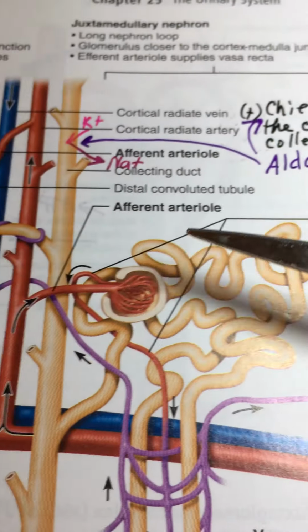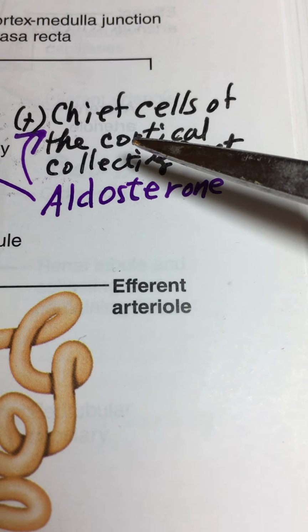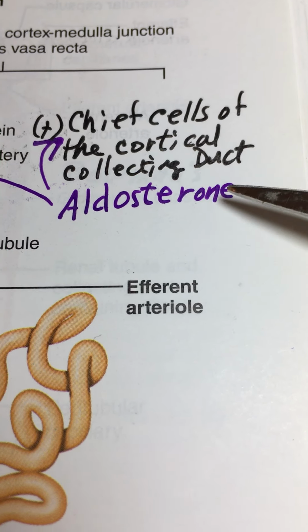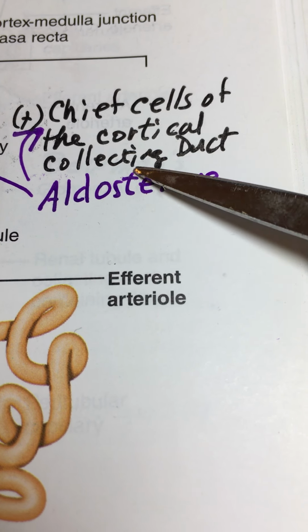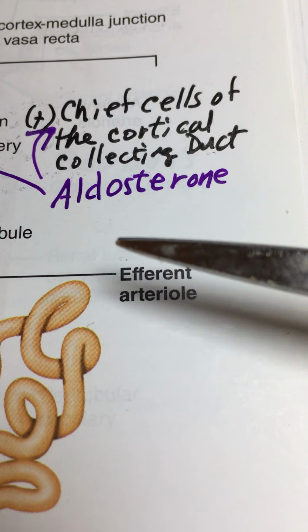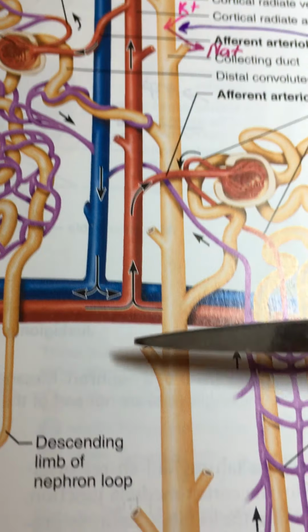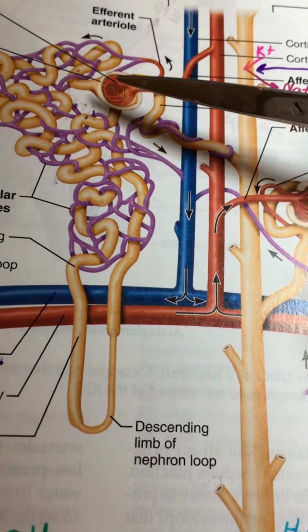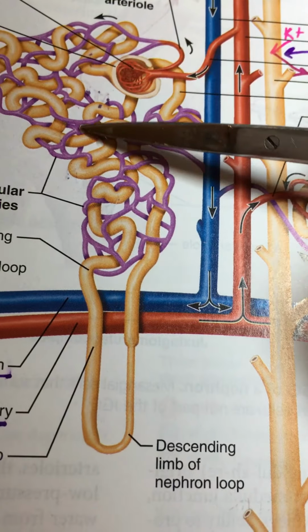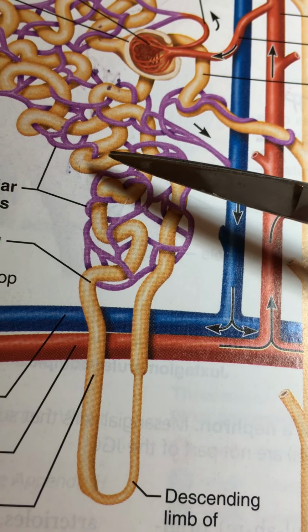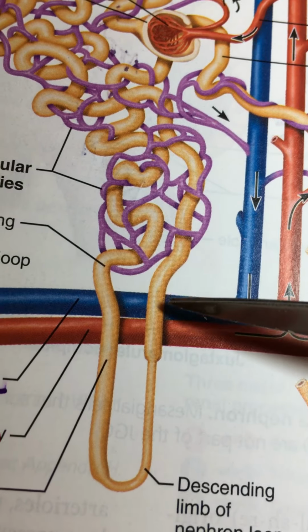So aldosterone works on, and let me make this really clear, the chief cells of the cortical collecting duct. Who are the chief cells of the cortical collecting duct? First of all, here's the collecting duct. Let's run through the nephron briefly. Here we have the proximal convoluted tubule, and if we follow it carefully, it ends over here.